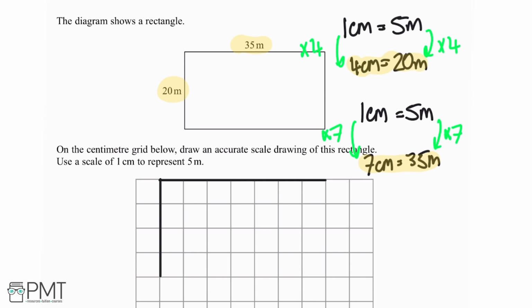And now we just need to complete it up so it's an actual rectangle. We get our first mark up here for realising that the sides are 4 centimetres and 7 centimetres on our scale diagram. And we get our second mark for correctly using that to draw the rectangle.